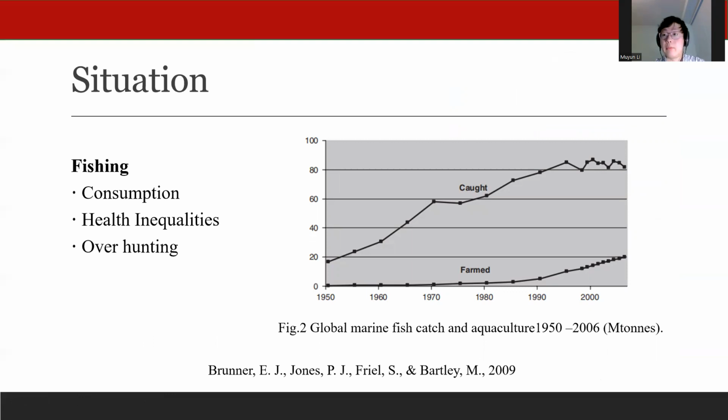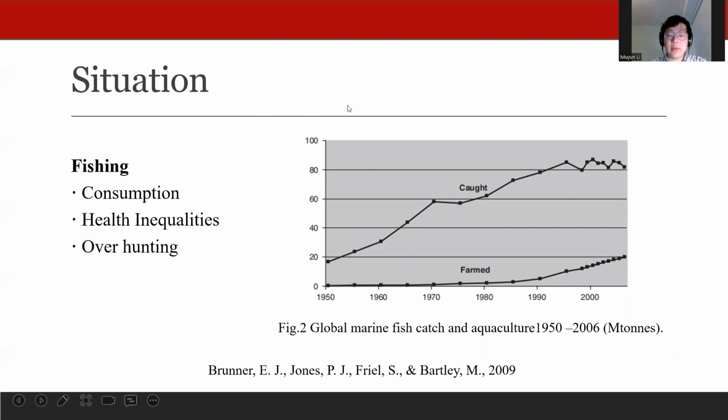Fish is one of the most important protein sources for humans, and we consume a lot of fish every day at a global level. So here comes a new problem: those less developed regions near the ocean do not have such high productivity and technology as the developed regions. That might cause health inequalities for those less developed regions, because fish is their most important food resource.